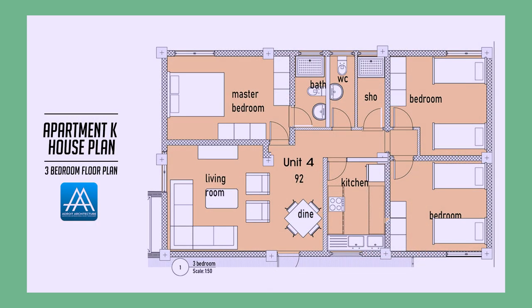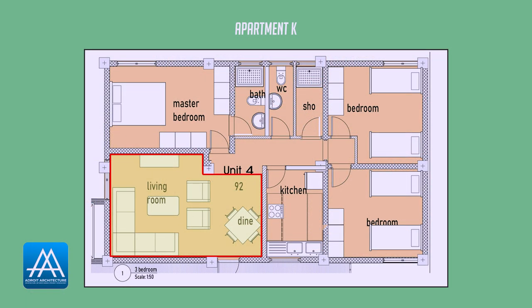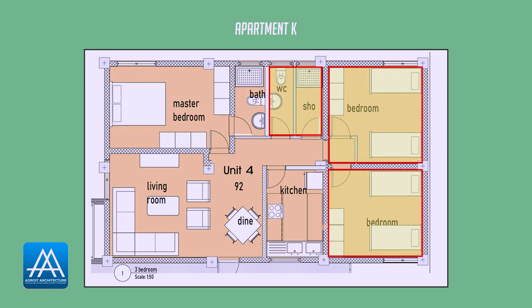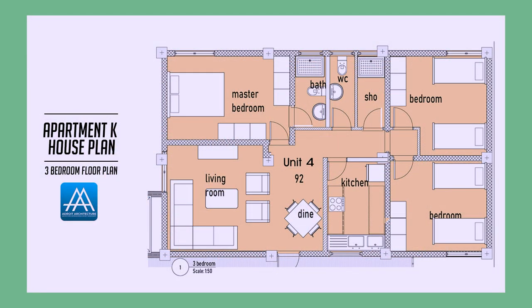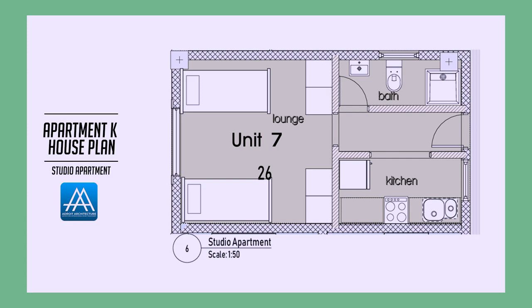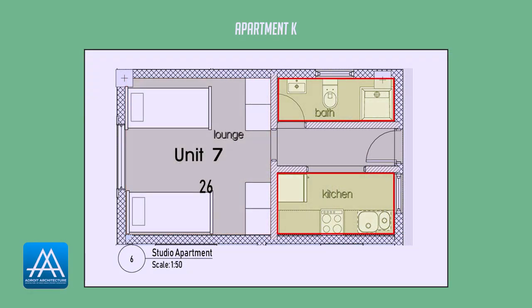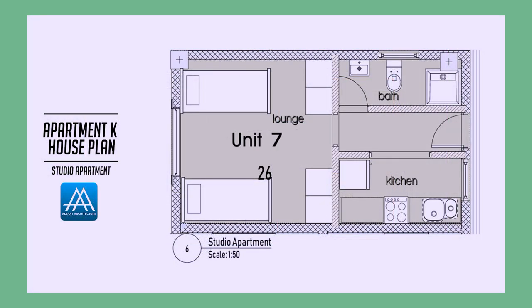The three-bedroom unit offers a shared living room with dining space, a kitchen, a master ensuite bedroom, and two other bedrooms sharing a shower and toilet. Its size is 92 square meters. The studio apartment has a self-contained unit with kitchen and bathroom, all within 26 square meters of living space.